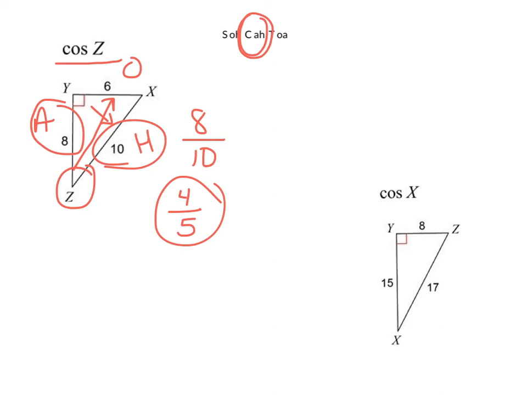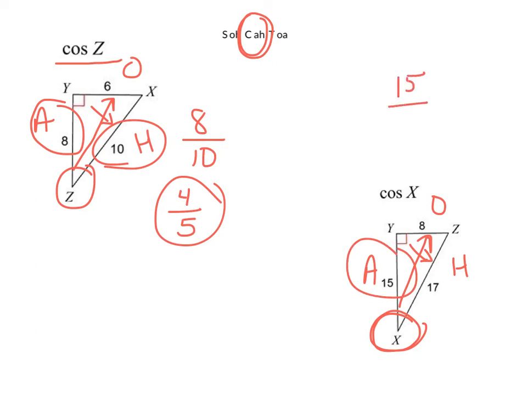Let's see. Our bottom and last problem here, cosine of X. Circle X as the reference. Label up your sides. 17 is the hypotenuse. 8 is the opposite. And that leaves 15 as the adjacent. Let's label that with an A, not an O. And again, we're looking for cosine. So cosine is, again, A over H. So A is 15. My hypotenuse is the H, which I have labeled, and on the picture it's 17. 15 and 17 cannot reduce. So the cosine of angle X is 15 over 17.